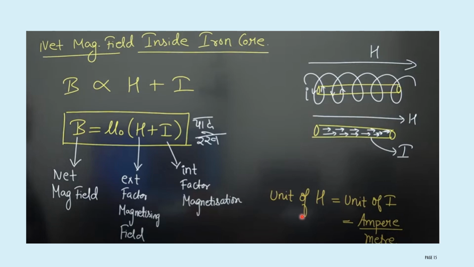Then the unit of external magnetic field or magnetizing field H will be equal to the unit of magnetization. It is nothing but ampere per meter. This one also you have to remember.